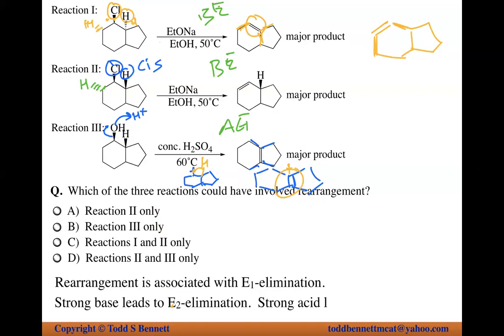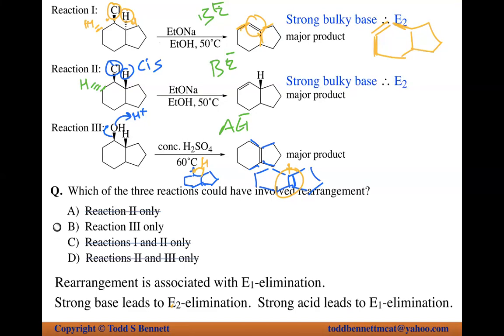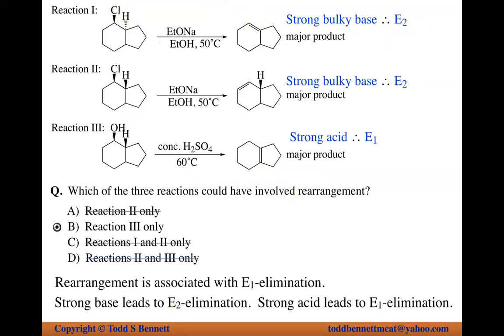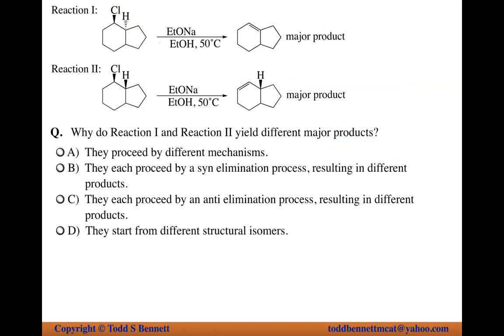So E1 elimination. So strong base is E2, so those are out. Strong acid is E1, so that's in. Best answer is acid eliminates. B is in, boy, that's the only possible choice left. Okay, so I went into far more detail on this question, which is fine. We should be doing that sort of thing.